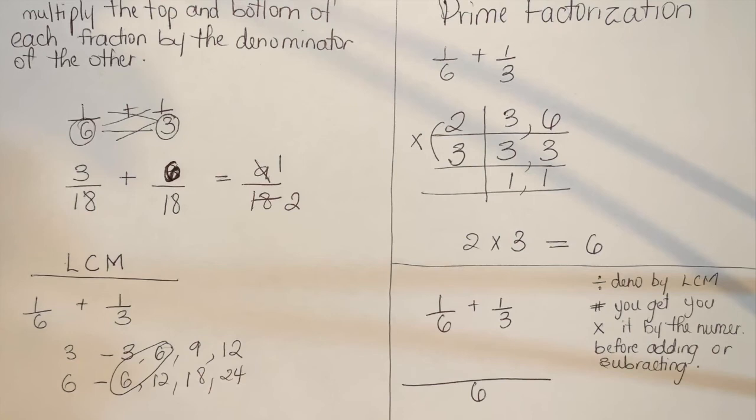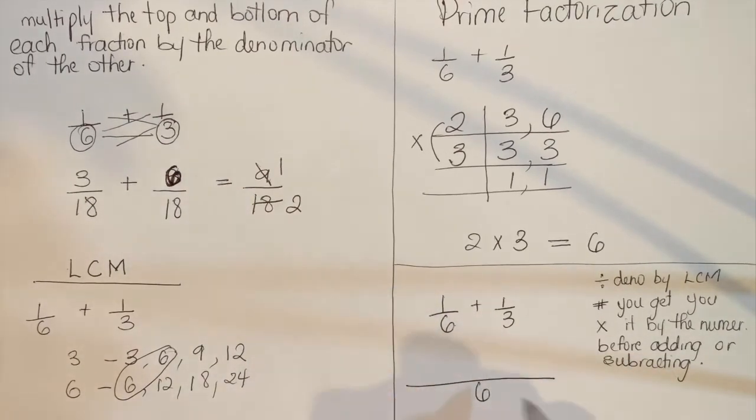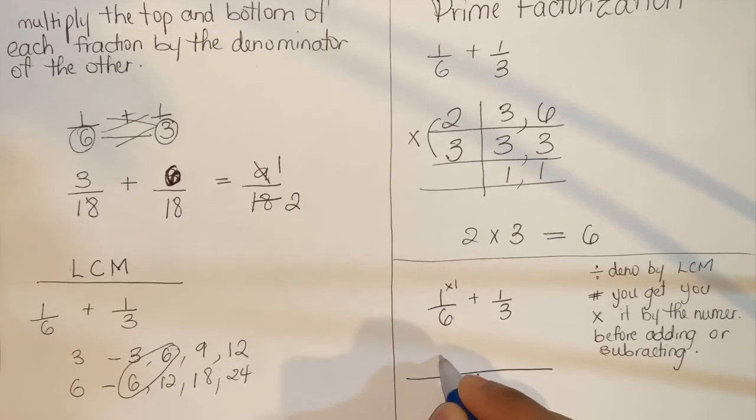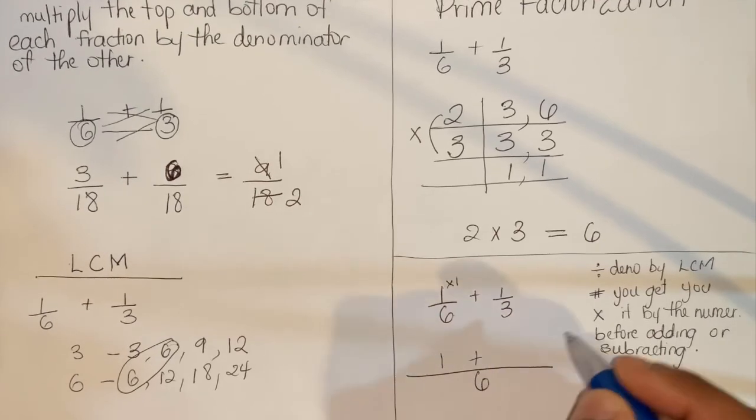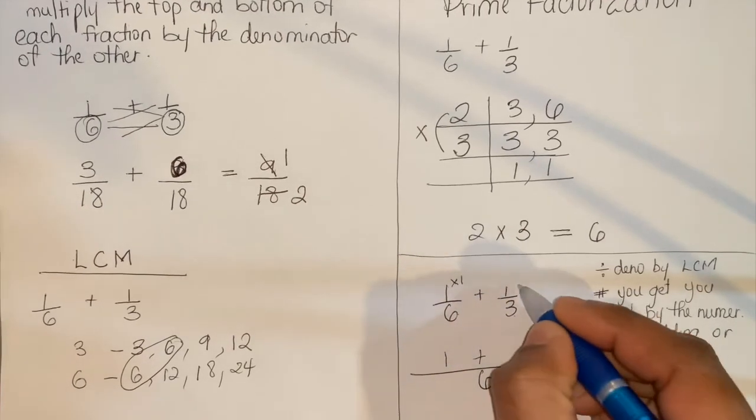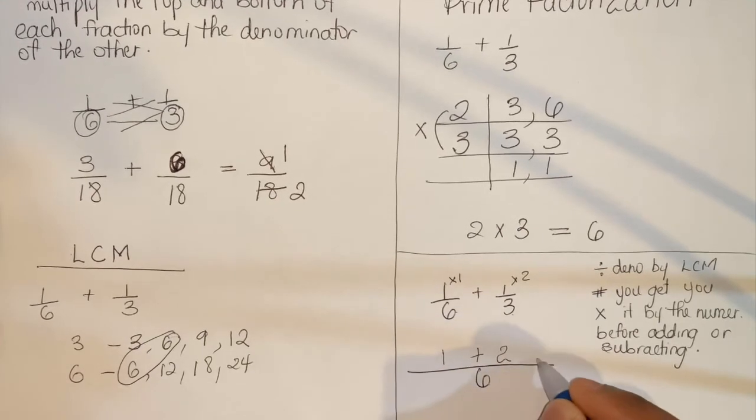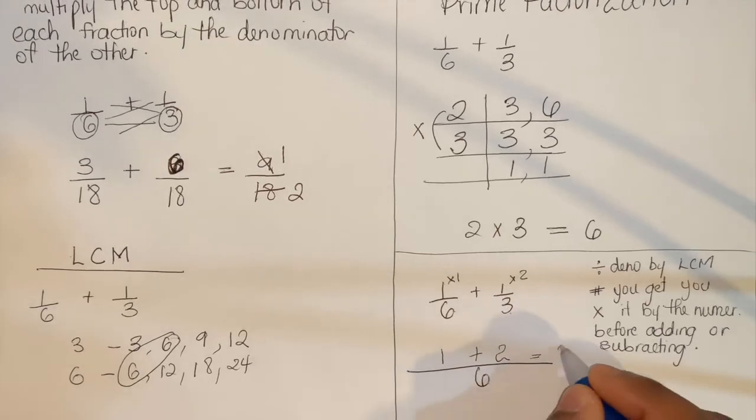So let me show you how to do this. Now 6 into 6 goes 1 time, and the number we get is 1. We're going to multiply 1 by the numerator. So 1 times 1 is 1, so we put that down. 3 into 6 goes 2 times. 2 times 1 is 2, so we put that down as well. Then we go from there, we add or subtract. So 1 plus 2 is 3, so our answer is 3 over 6.